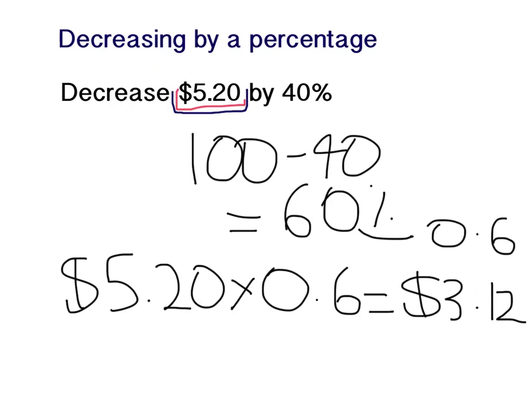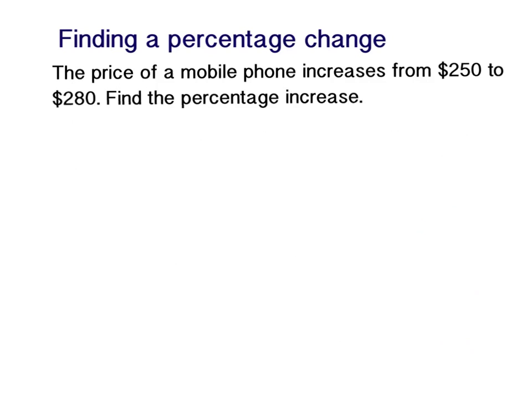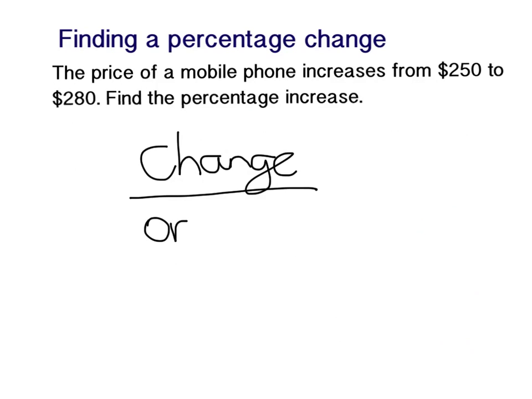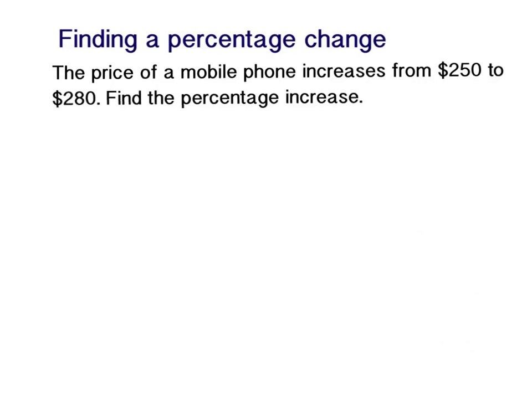Pretty straightforward. Finding a percentage change is a little bit different. To find a percentage change, we work it out as the change divided by the original amount, multiplied by 100. So the change in price over the original amount multiplied by 100 to find the increase or the decrease, depending on what kind of change I'm looking for.